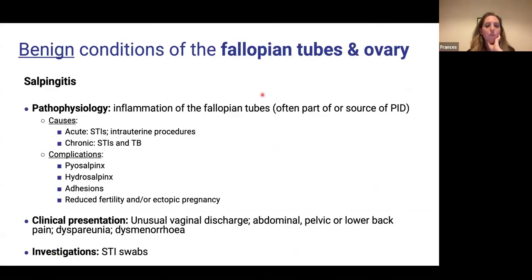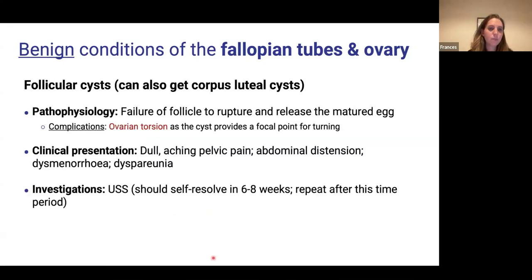Okay, so moving on to the tubes and the ovaries, you can get inflammation of the fallopian tubes, salpingitis. This again can be caused by things like STIs, TB, and what you'll be presenting with is classical symptoms like vaginal discharge, pelvic pain, lower back pain, because the tubes are quite far back in the pelvis, pain with sex, and painful periods as well.